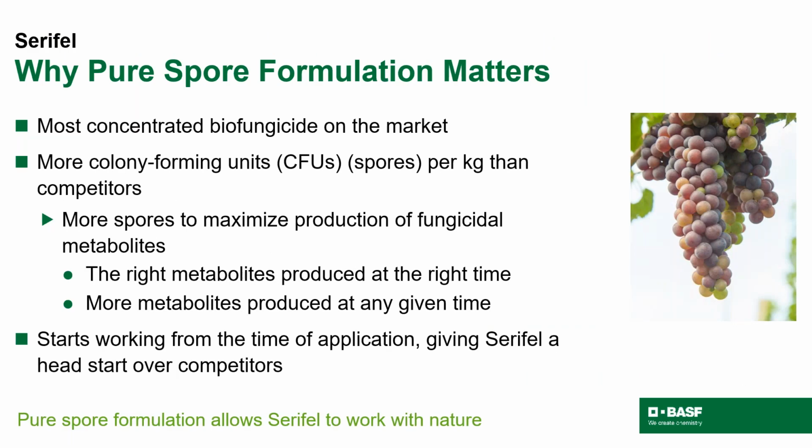So if we think back to the diagram with the circles and the triangles, we remember pure formulation matters because we need the right metabolite produced at the right time and more metabolites produced at any given time. Therefore, the CFUs, or the live spores, mean less chance of miscues or miscommunication within the spore community as a whole. With all the bacterial spores communicating as one, we get predictive behaviors, and it gives a bit of a head start. So it's able to act more like nature.